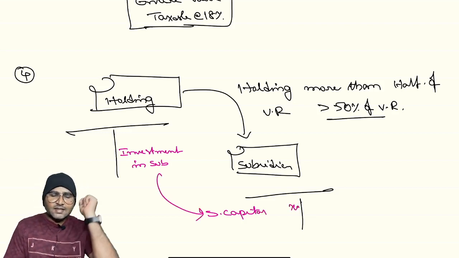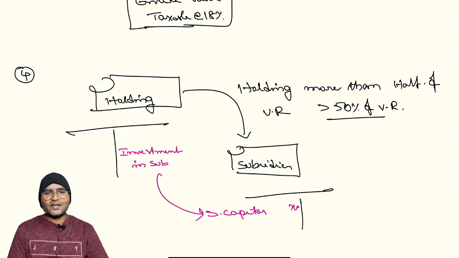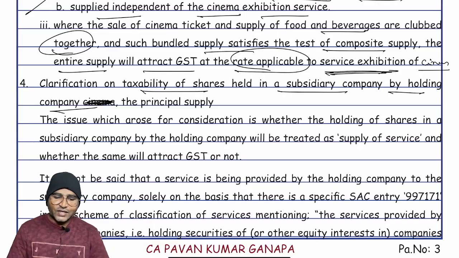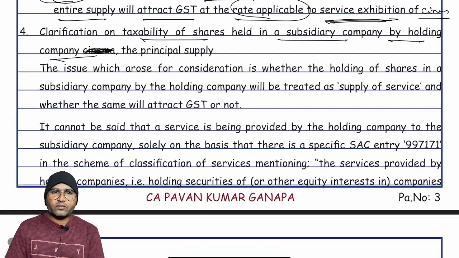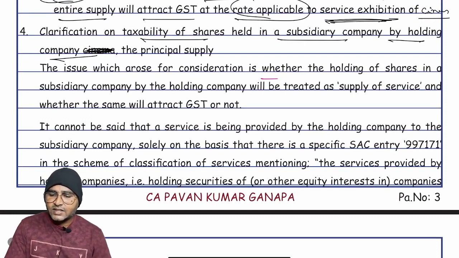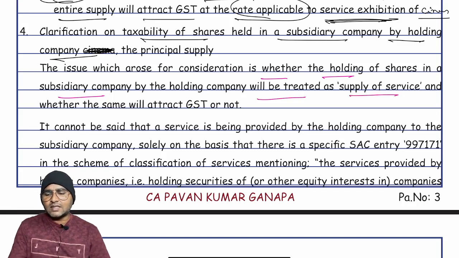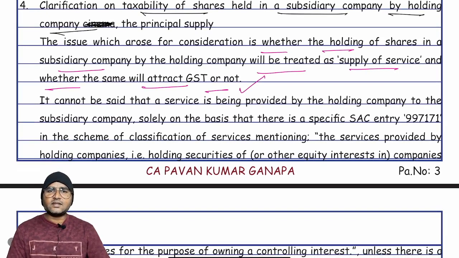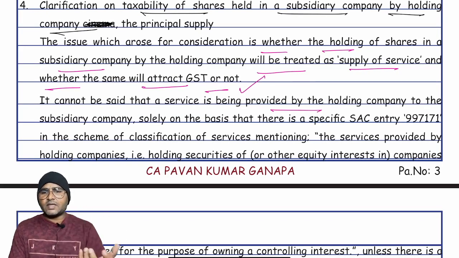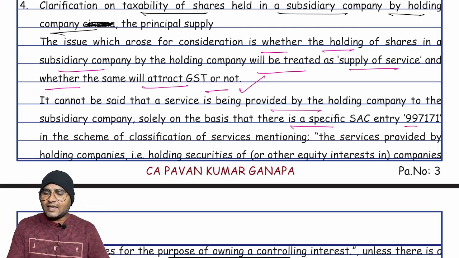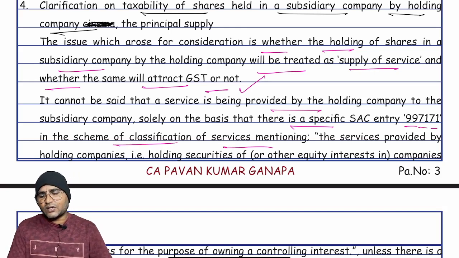Now, can you say it is a supply of service? No. The same clarification has been given. The issue which arose for consideration is whether the holding of shares in a subsidiary company by the holding company will be treated as a supply of service and whether the same will attract GST or not. It cannot be said that service is being provided by the holding company to the subsidiary company solely on the basis that there is a specific accounting code entry 997171 in the scheme of classification of service.